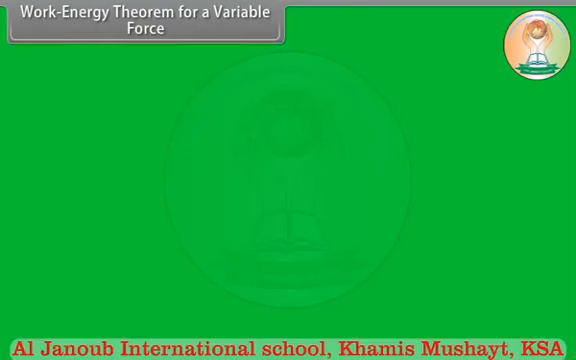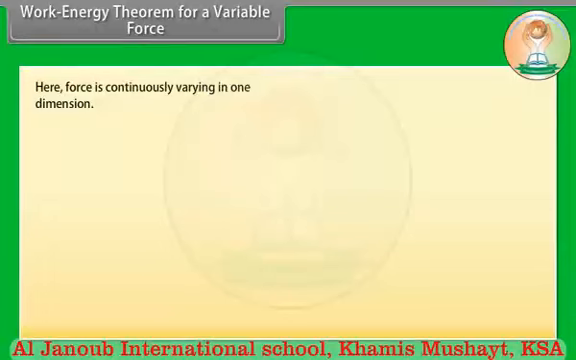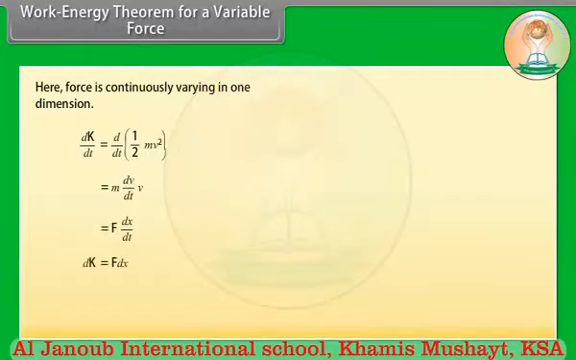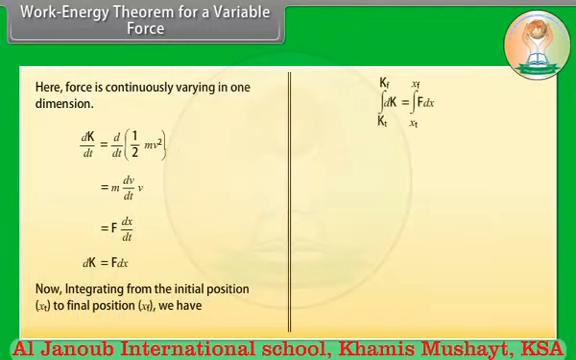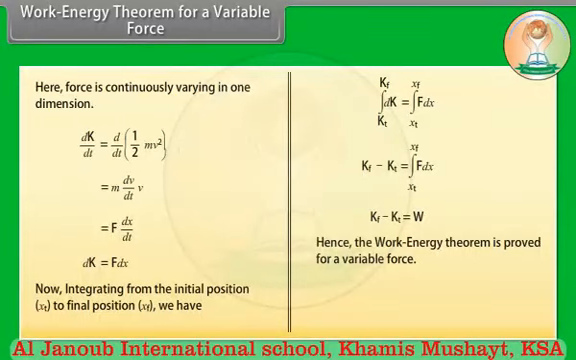Work energy theorem for a variable force. Here, force is continuously varying in one dimension. By calculating dK/dt equal to d/dt of half mv squared, we get dK/dt equal to F times dx/dt, which gives dK equal to F dx. Now, integrating from the initial position xi to final position xf, we have Kf minus Ki equals work. Hence, the work energy theorem is proved for a variable force.